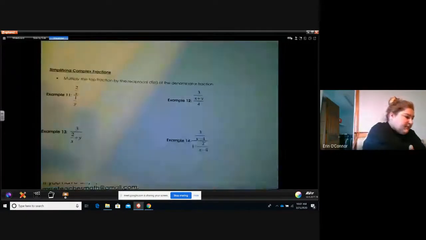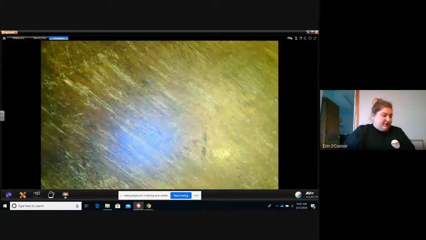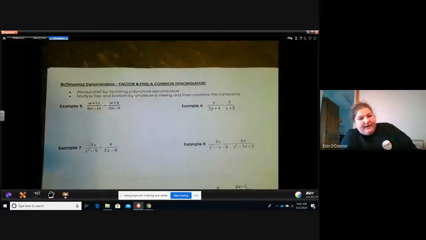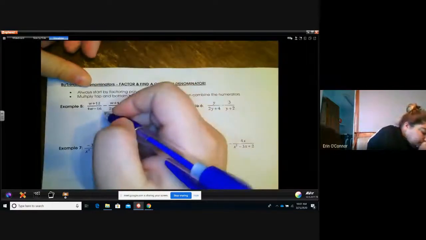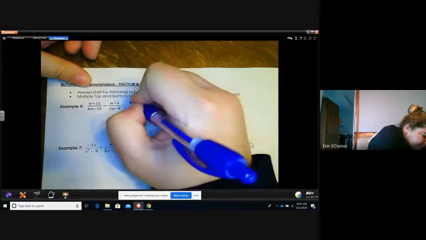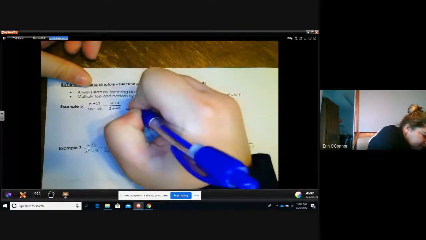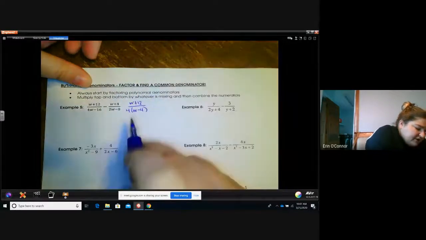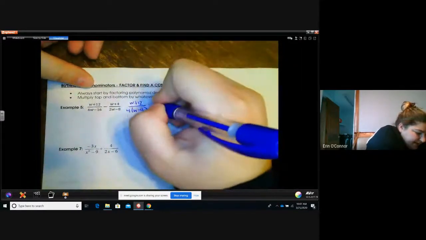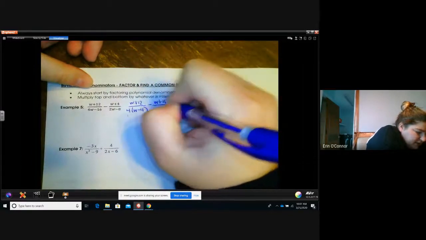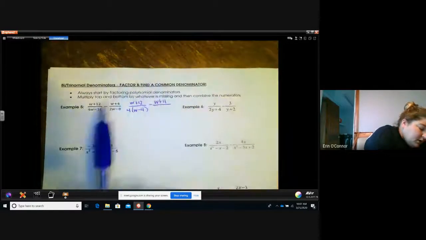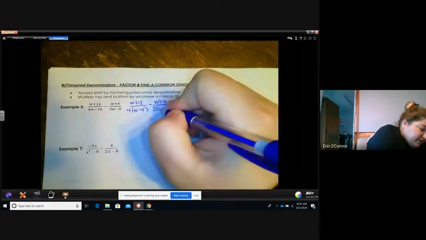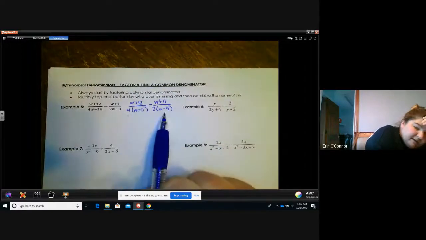Continuing on. Now, when you have a binomial or a trinomial denominator, you factor and find a common denominator. So we're always going to start by factoring everything, and then we'll multiply the top and bottom by whatever is missing and combine the numerators. So first of all, we're going to factor. I get w plus 12 over 4 times w minus 4. So I took out the GCF of 4. And here minus w plus 4 over, take out the GCF of 2, w minus 4. So both the denominators have a w minus 4.